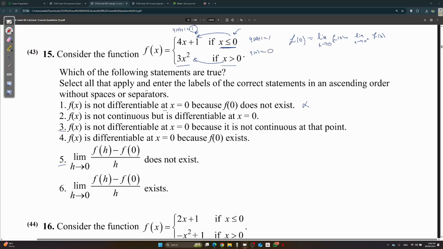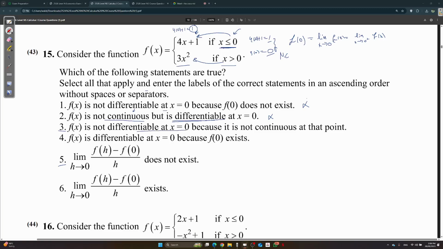So, f of x is not continuous but is differentiable. First of all, 1 and 0. Does that mean it's continuous? It's not continuous. So if it's not continuous, can it be differentiable? Never. I told you the two conditions for something to be differentiable are continuous and left derivative equals right derivative. But here it's not continuous, so how can it be differentiable? No way. Okay? So this is wrong.